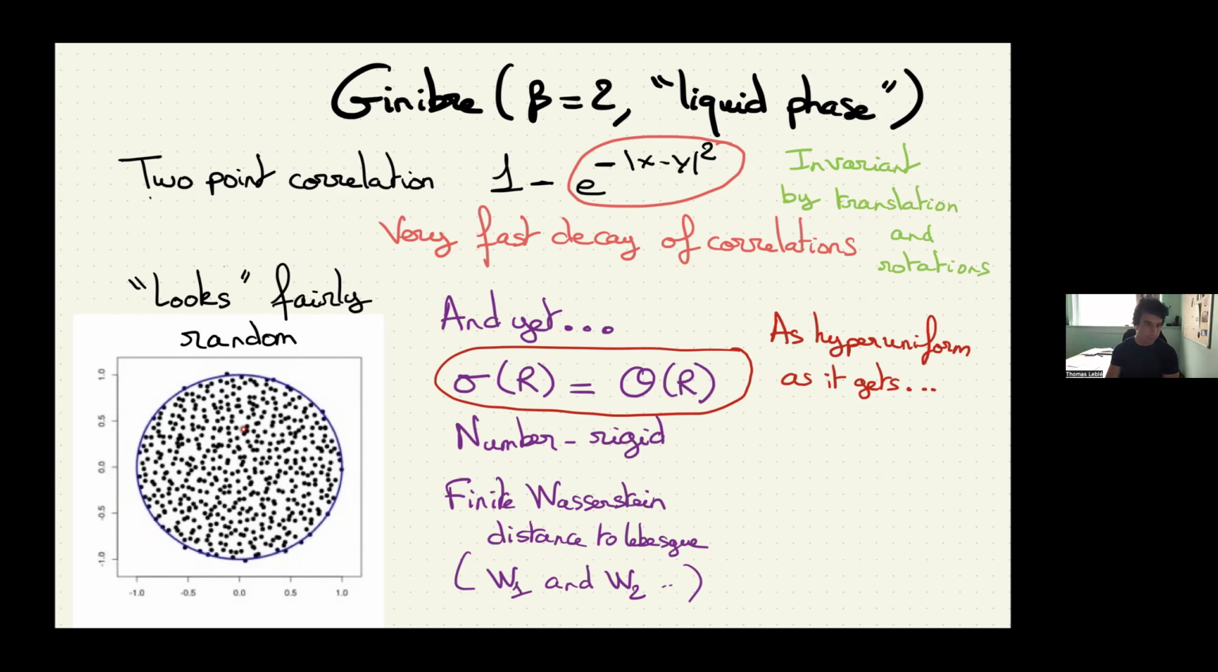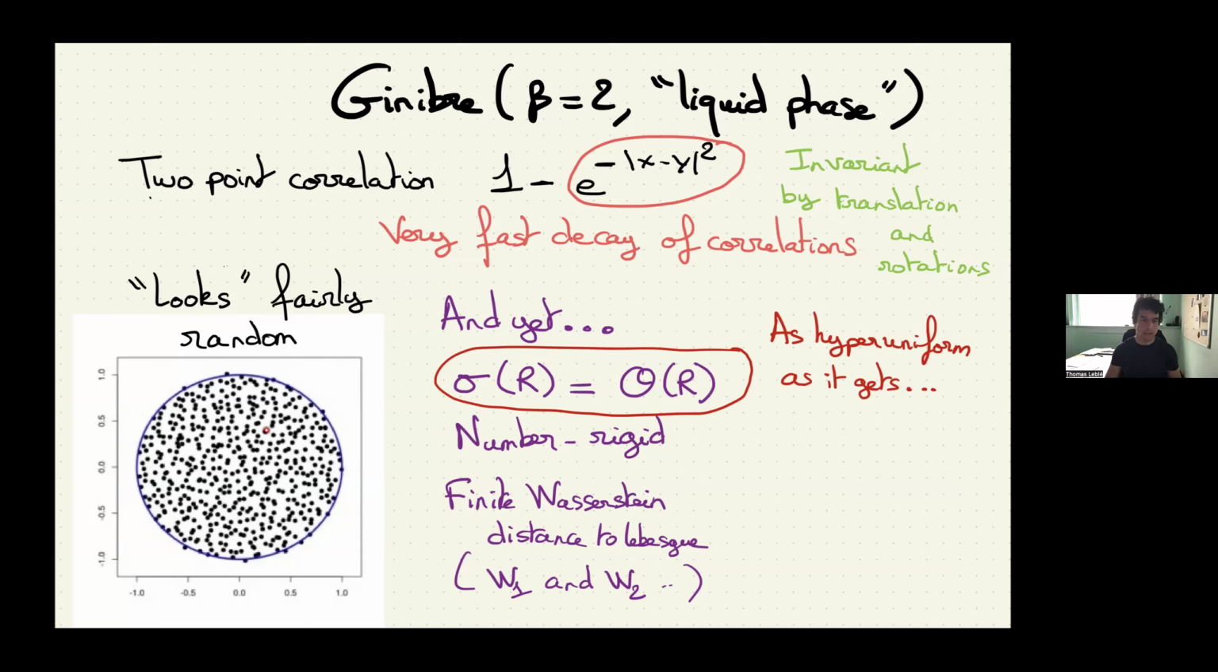And if you sample it, it looks fairly random, right? It's hard to see the strong lattice-like order within that picture. And yet, if you compute the number variance, it scales like R. So it is as hyperuniform as a lattice. It's as hyperuniform as anything gets. It is number rigid in the sense of Ghosh-Peres.